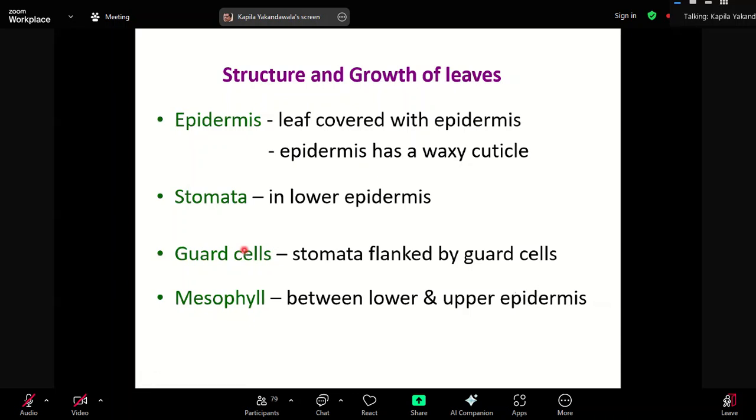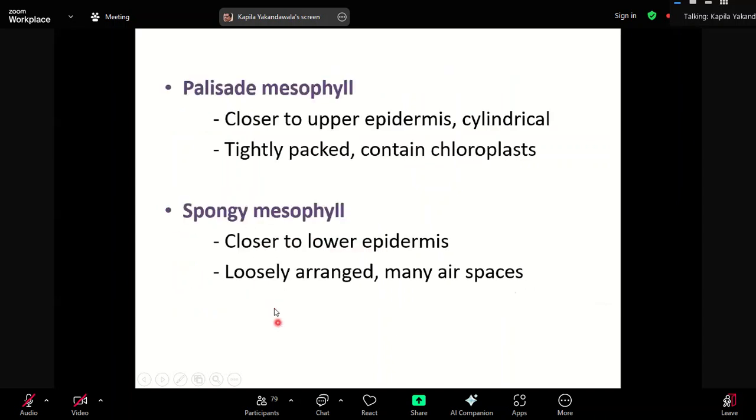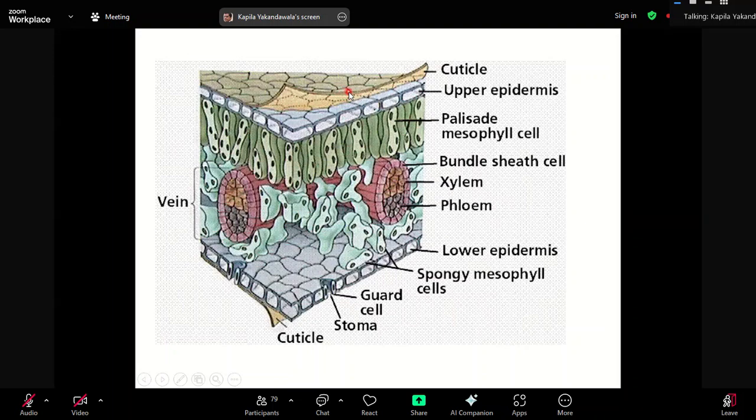Now let's look at the structure of leaves. Outermost cover of the leaf is epidermal cells, as we discussed, right? It covers the internal part. Then this could have a waxy cuticle, then stomata, guard cells, mesophyll cells, palisade mesophyll, spongy mesophyll. Let's look at the LS of a leaf. I told you outermost layer is upper epidermis. Lowermost layer is the lower epidermis.